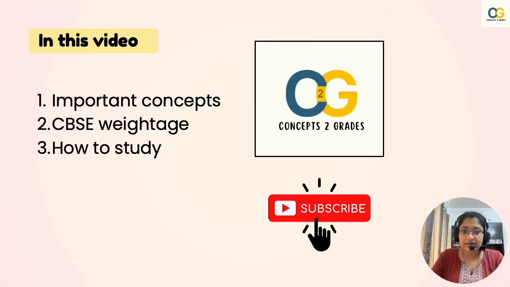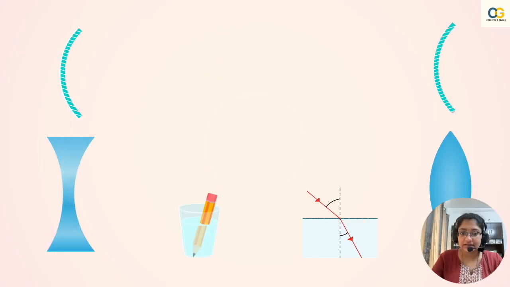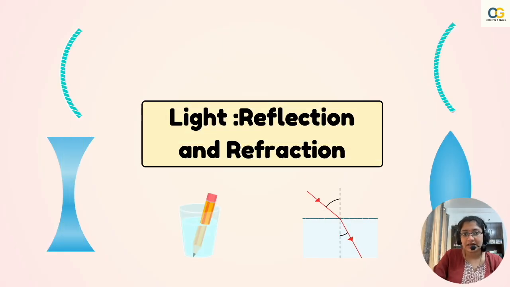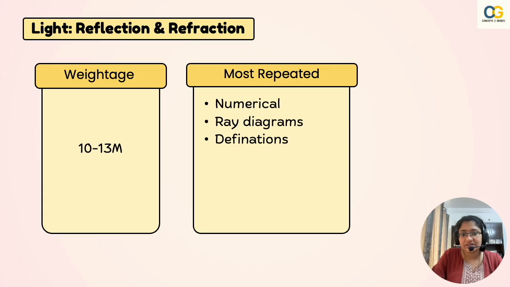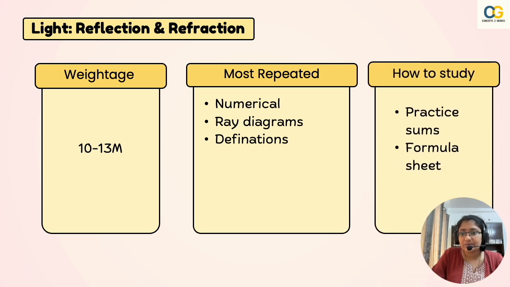So let's start with light, reflection and refraction. So this chapter has a weightage of 10 to 13 marks, which is a very high weightage chapter, and most questions that come are usually numericals or ray diagrams and some definitions and laws that can be asked. So the best way is to practice all the sums, prepare a formula sheet or notes, etc.